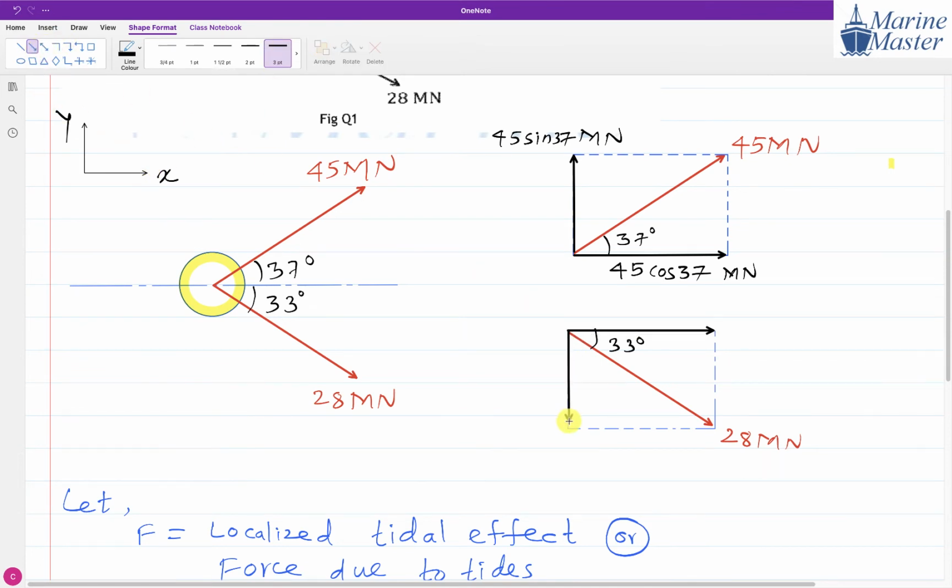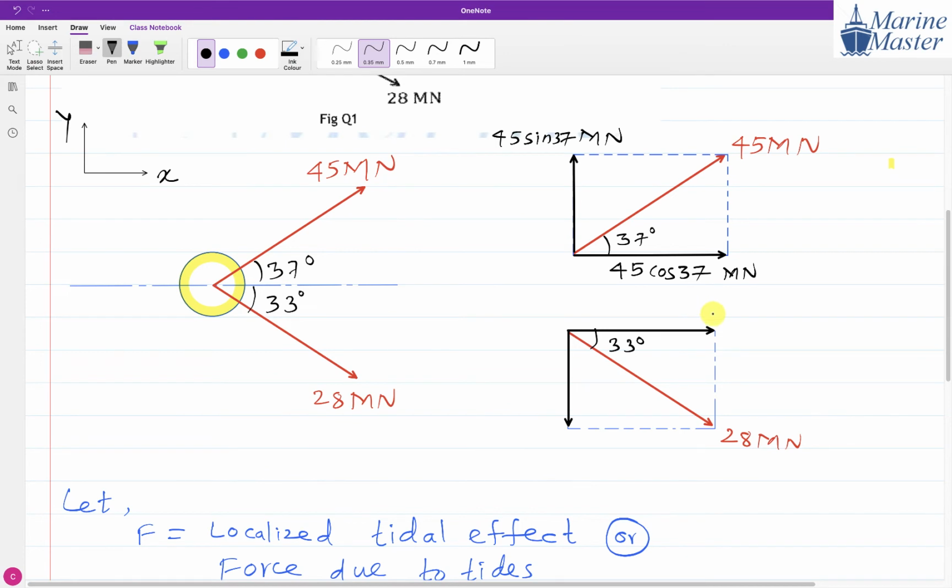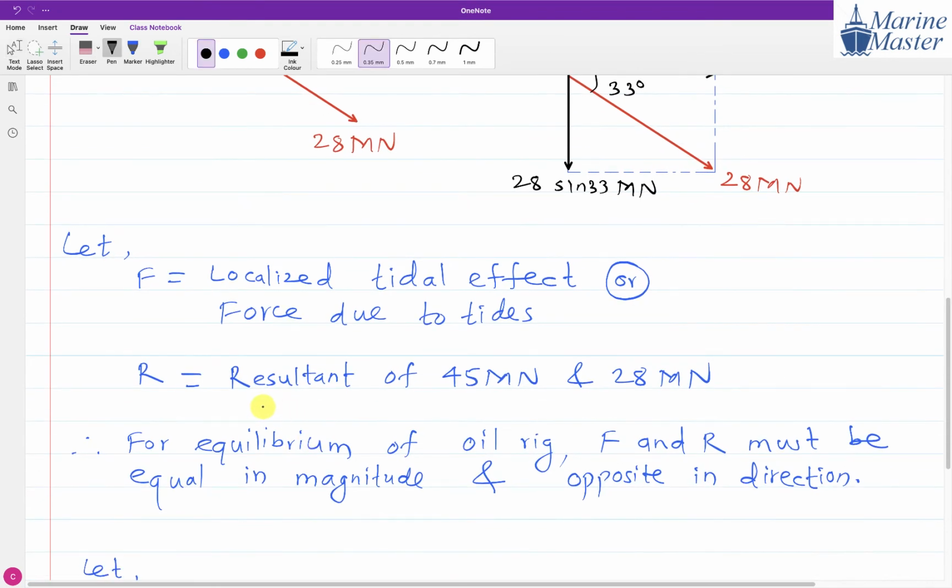And here we will have another component in y direction. So this component will become 28 cos 33 degrees meganewton, and this vertical component will become 28 sin 33 meganewton. And why are we forming components? Because we need the resultant of these two forces. We consider this resultant as R, the resultant of the two forces.